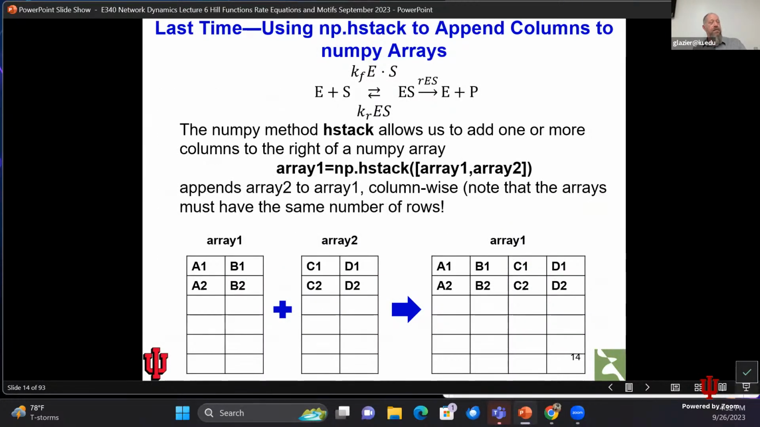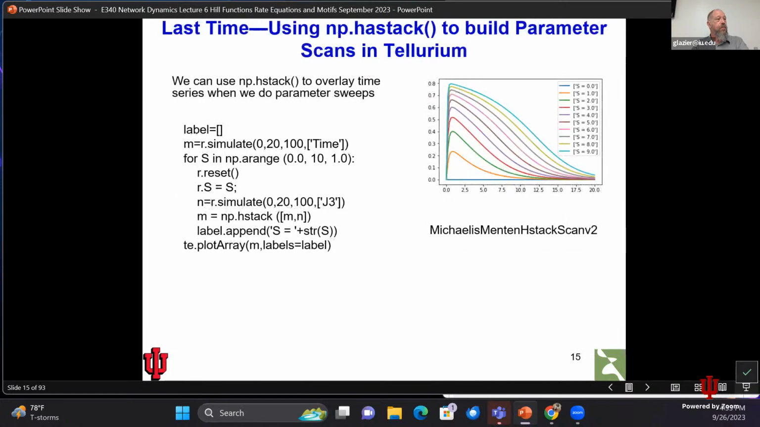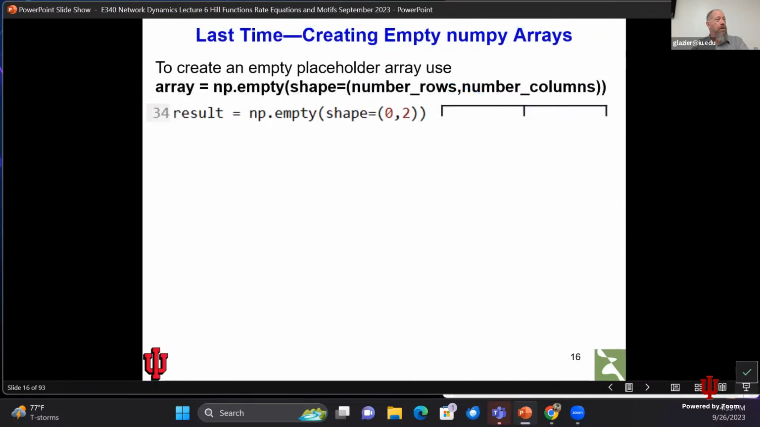And we talked about different kinds of array manipulation, in particular, hstack, which allows us to glue arrays together column by column. And that's useful if we want to plot lots of time series on the same graph, for example. And we used that to build a parameter scan, for example. And we also did it vertically using vstack.